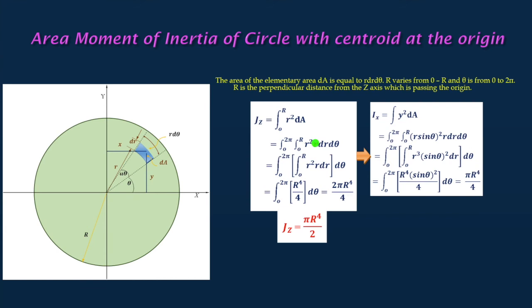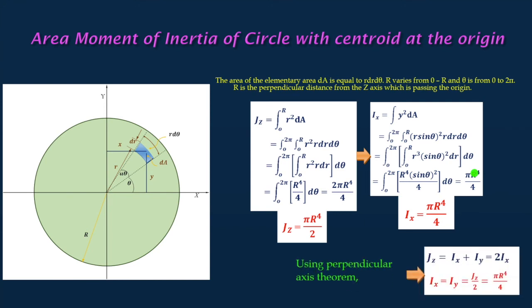Now, if we need to get Ix, how can you find out Ix? We know Ix equals y square dA. Then represent y in terms of r. This is r, this is theta, so y equals r sin theta. So replace here r sin theta. And the limit is 0 to 2 pi and 0 to r. Then integrating and simplifying, we are getting pi r to the power 4 by 4 for Ix. Similarly, you also can get Iy, the same value, pi r to the power 4 by 4.